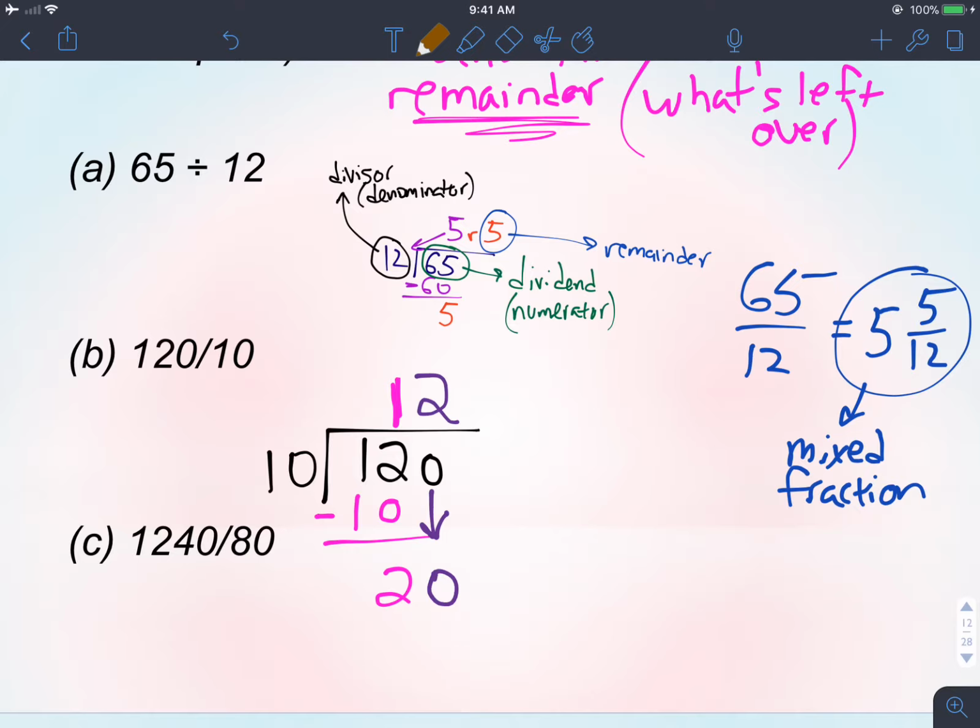But here's where they're really going to get you. What's the remainder? 0. So they may actually ask you what's the remainder, and you have to put R0. All right, just be careful about that.